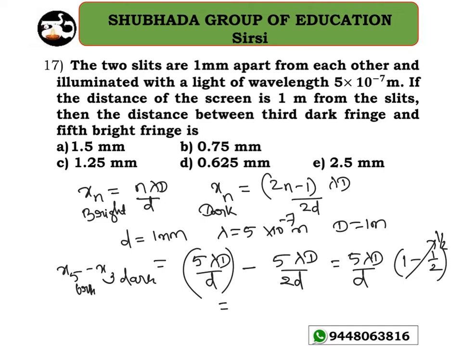So let me substitute now. The 5 times lambda is going to be 5 into 10 to the power of minus 7 meter, into the capital D, which is 1 meter, divided by the small d, which is 1 millimeter, 1 into 10 to the power of minus 3 meter, into 1 by 2. Clear? So I have 1.25 like that. 5 5s are 25 here, right? 25 divided by 2, in the sense the answer should contain 1.25 or 0.125 like that. So that's the reason why it must be what?